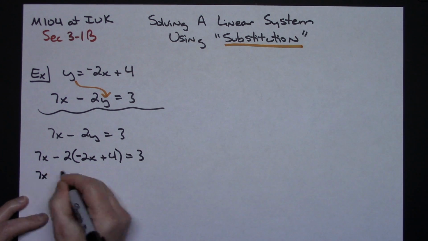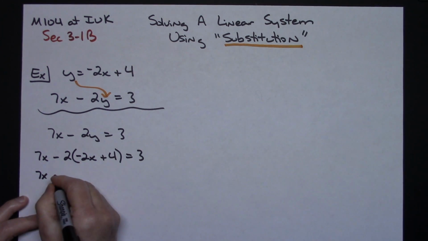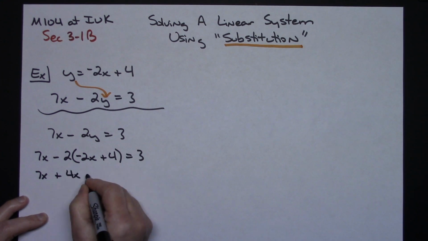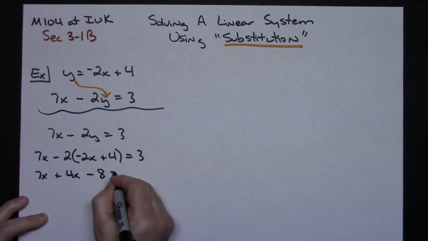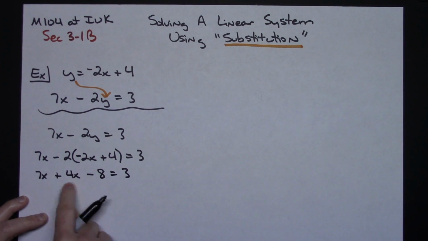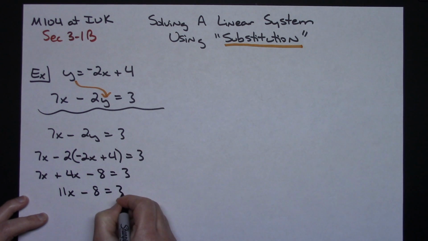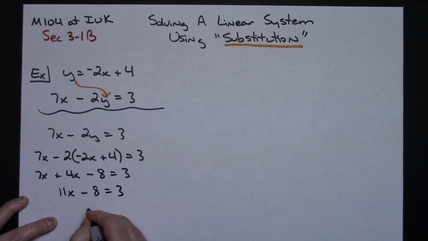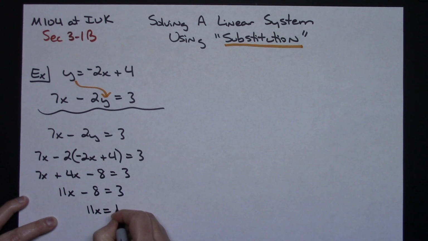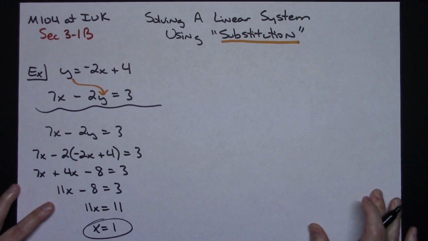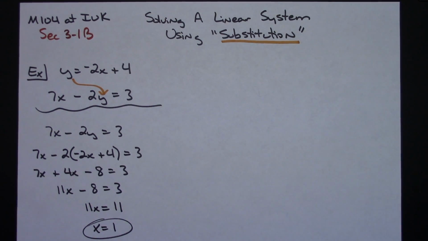So I'm going to have a 7x, distributing that minus 2, I'm going to have a plus 4x. Distributing a second time, we'll have a minus 8 is equal to 3. Combine some like terms here, 11x minus 8 equals 3. Add 8 to both sides. 11x equals 11, so x is equal to 1. Okay, so now I know my x coordinate of my ordered pair that's going to be my solution.